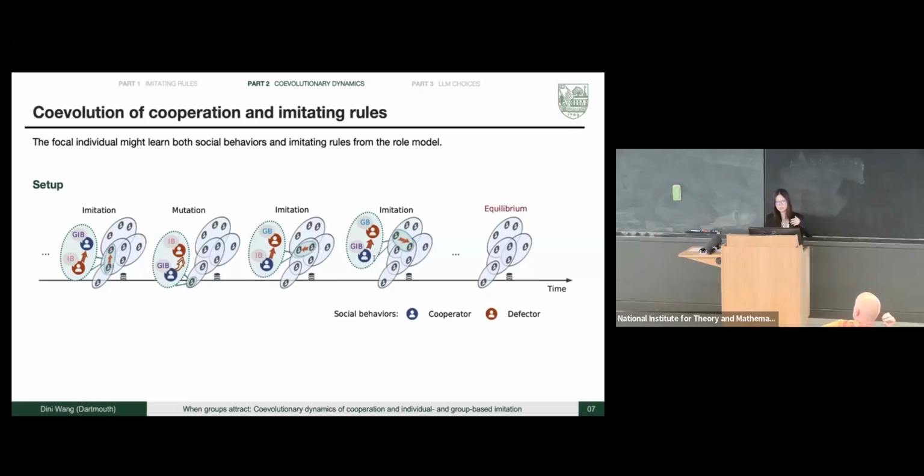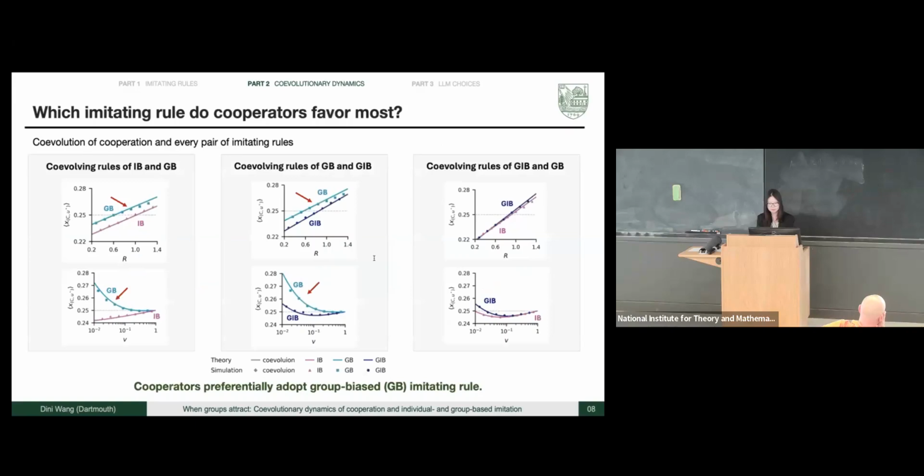We iterate this process, and we get the mutation-selection equilibrium of strategy combinations. On this basis, we investigate the coevolution of cooperation and every pair of imitating rules, both theoretically and experimentally. Here we focus on the question: which imitating rule do cooperators favor most?